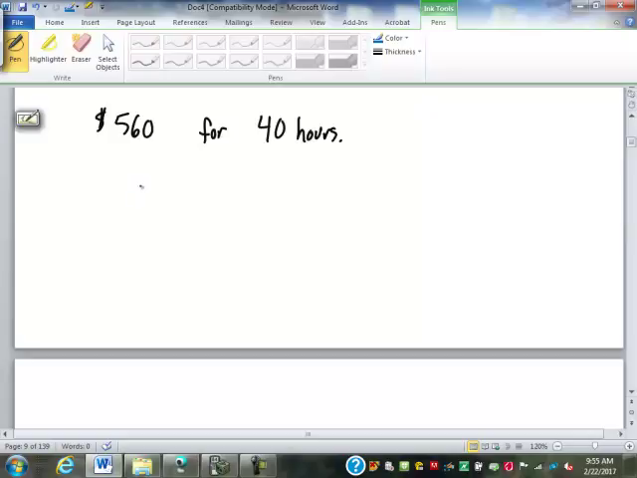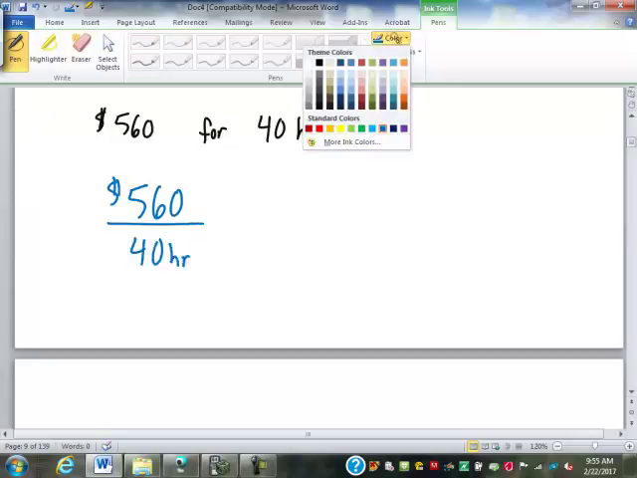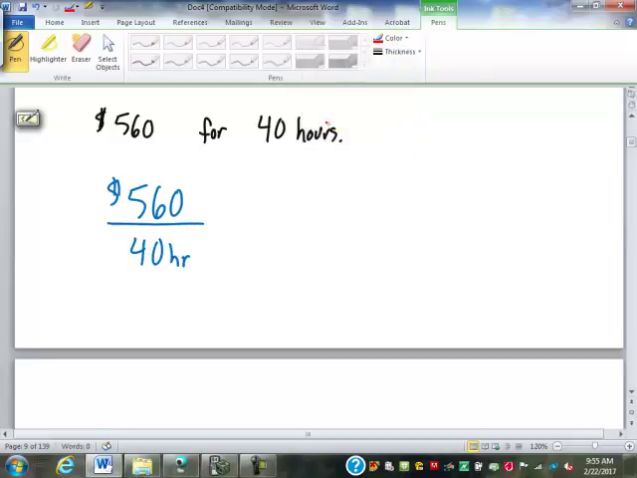Well, let's take a look. $560 to 40 hours. Again, we want to convert it to a unit rate, so we would divide by the 40. So 40 divided by 40 is 1 hour. 560 divided by 40 is $14. So that's $14 an hour. It's not wonderful, but it's not horrible.